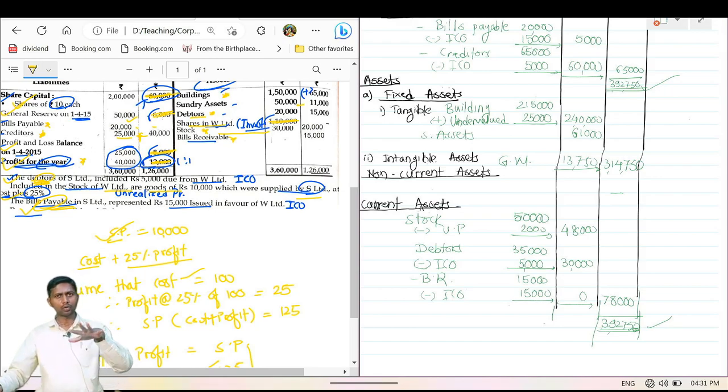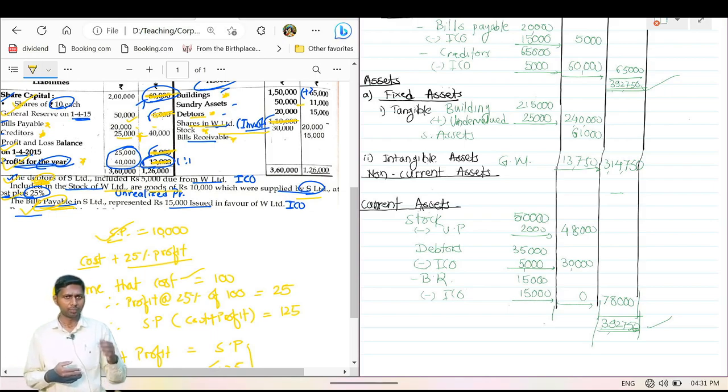Consolidation means what? Control. When control is possible, if you purchase more than 50%, then control, controlling composition of board of directors, and third, ABC case. Now, no need to identify whether consolidation is there or not in the exam, because only if there is consolidation will you get the problem. And then after getting that problem, follow the rules of consolidation.